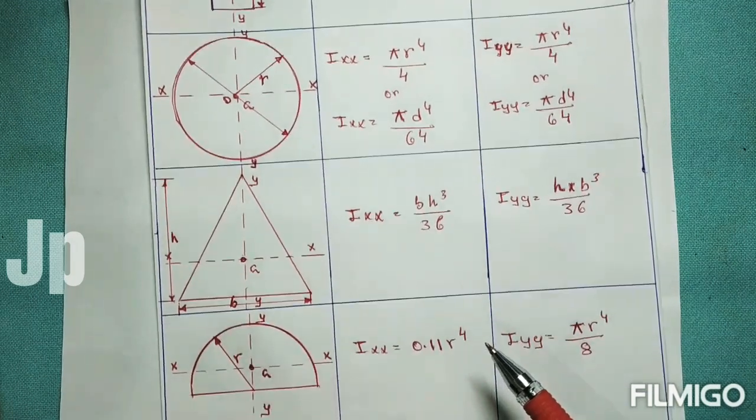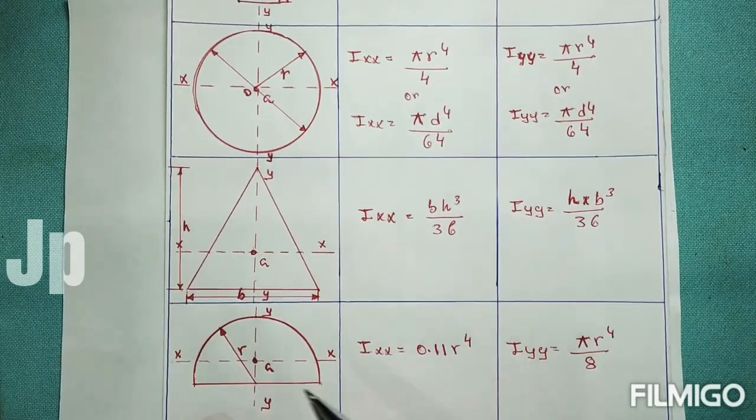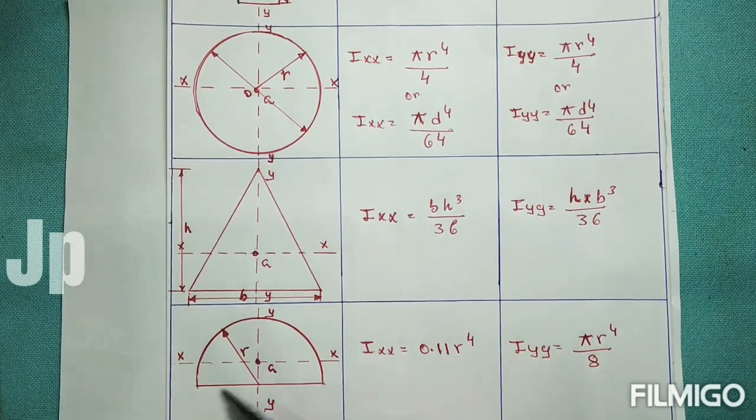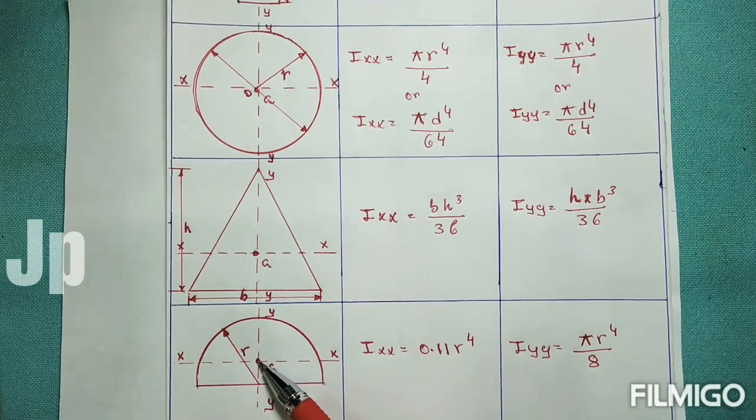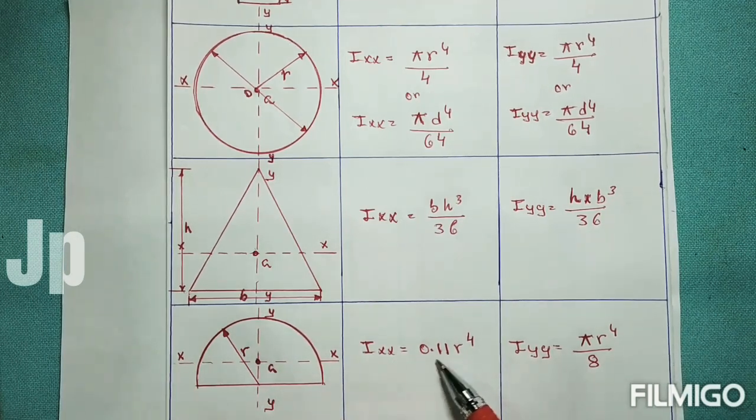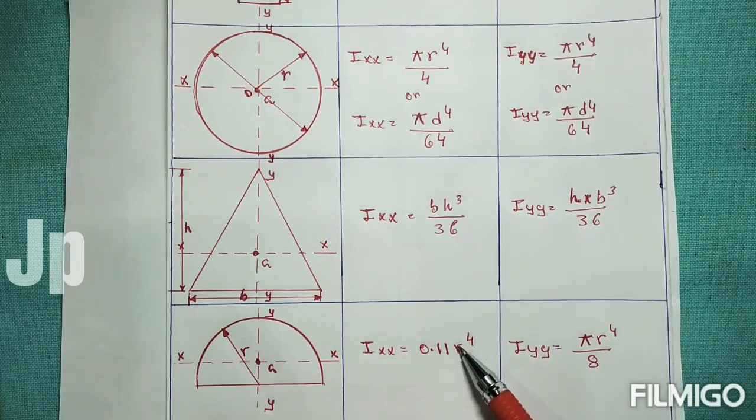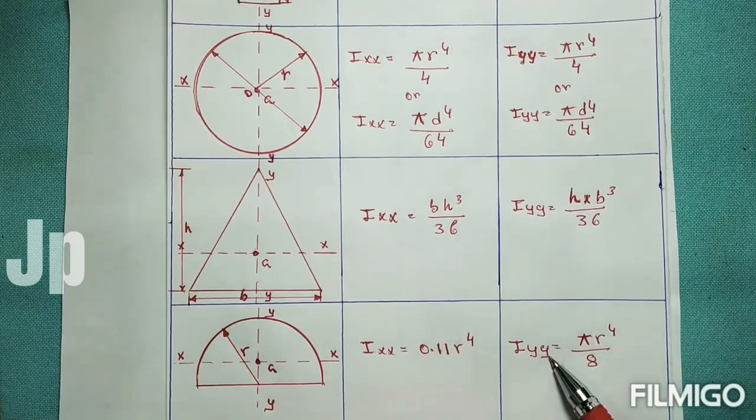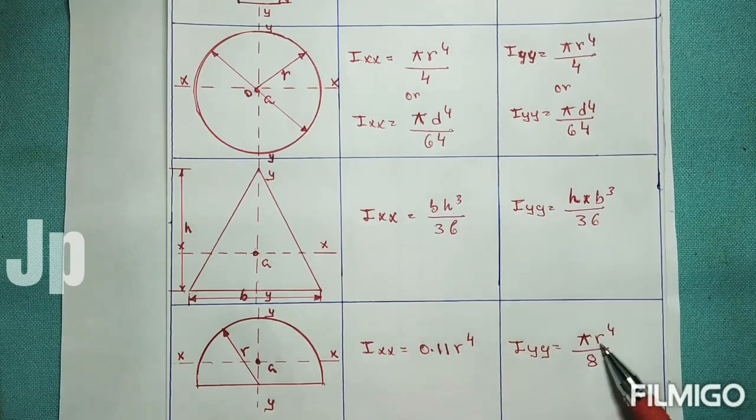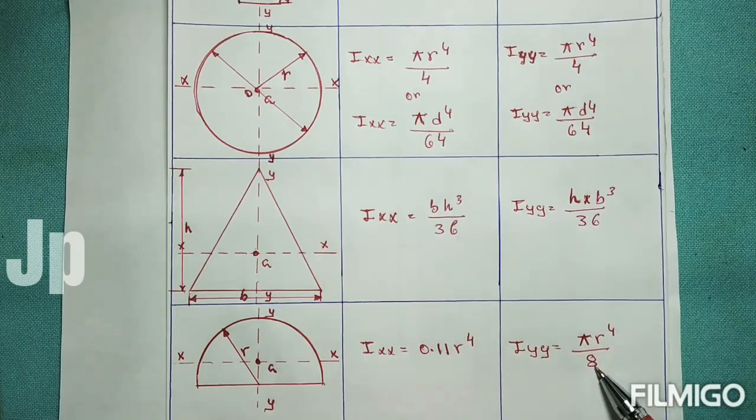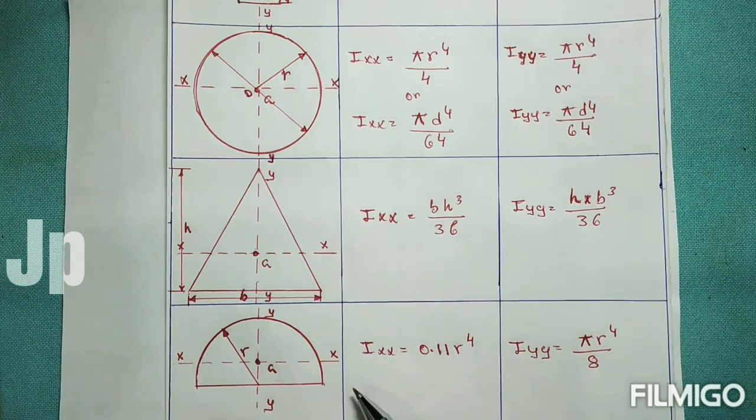Next we are looking at the semicircle. For a semicircle you can see here, I will take the radius as r, and the CG will be here. The moment of inertia of the semicircle along the x-axis, the formula is 0.11 r to the power 4, where r is the radius of the circle. So Ix is equal to 0.11 into r to the power 4. Along the y-axis, the formula is pi into r to the power 4 by 8. So this is for the semicircle.